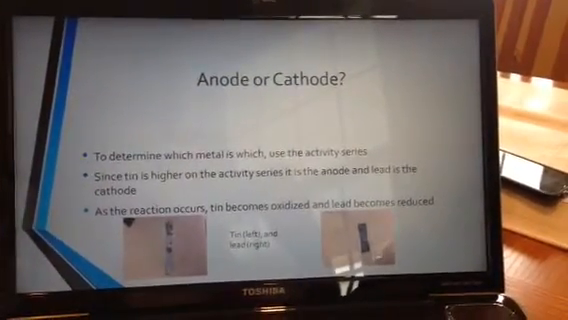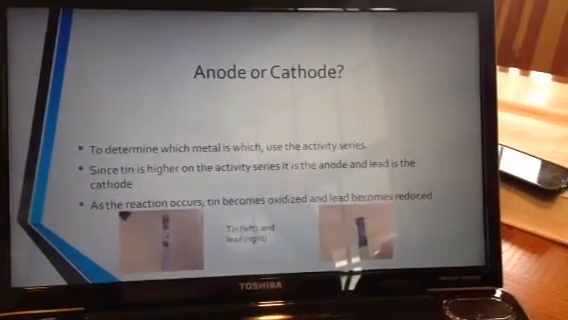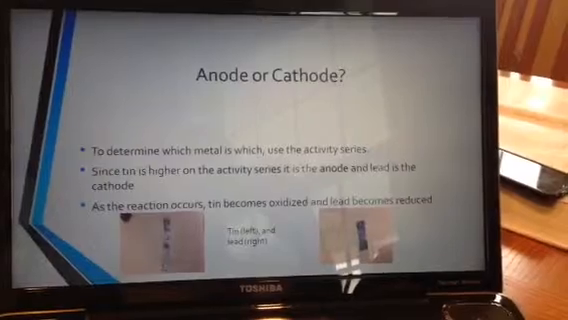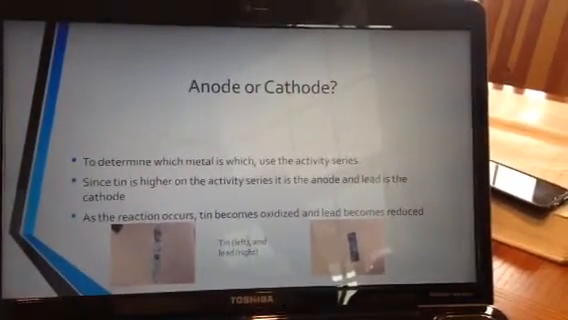To determine which metal is the anode or the cathode, you must use the activity series. Since tin is higher on the activity series, it is the anode, and lead is the cathode. As the reaction occurs, tin becomes oxidized and lead becomes reduced.